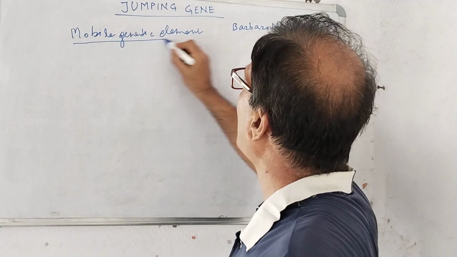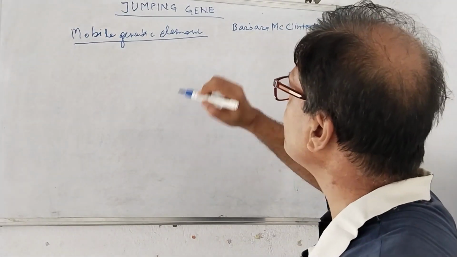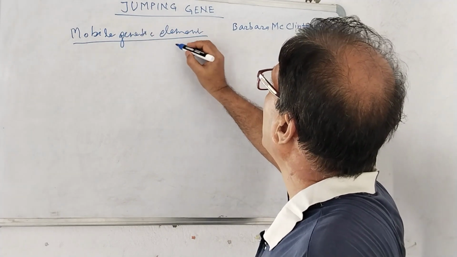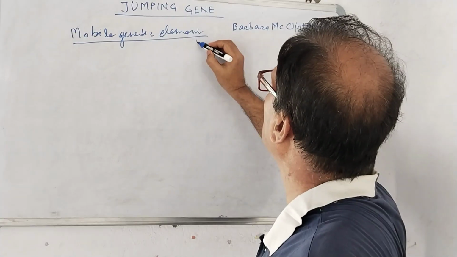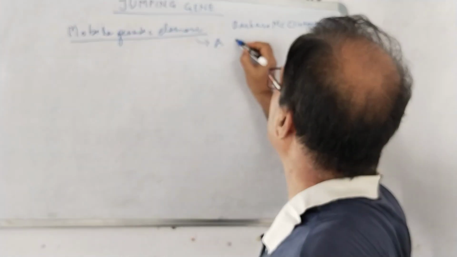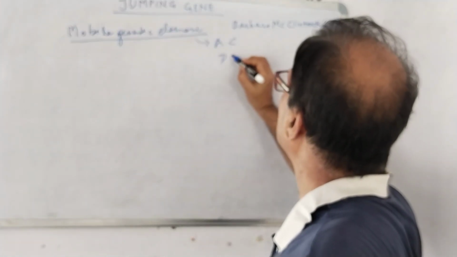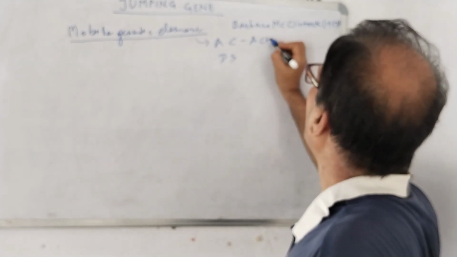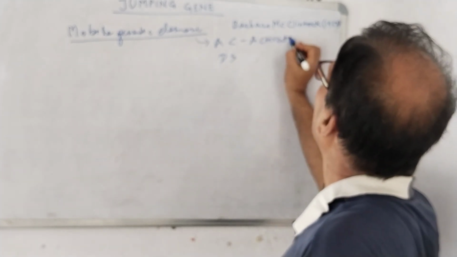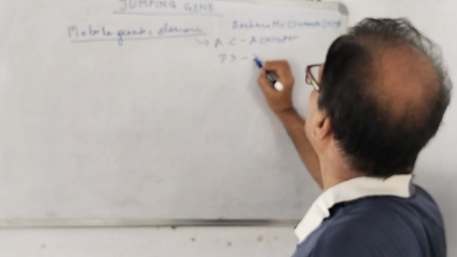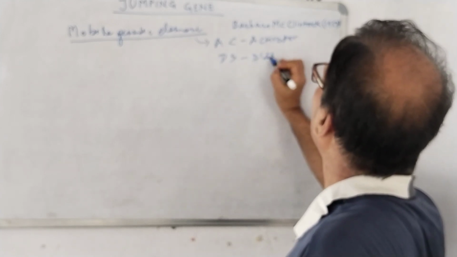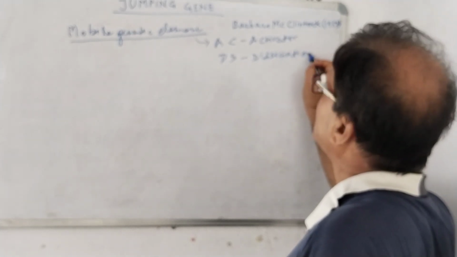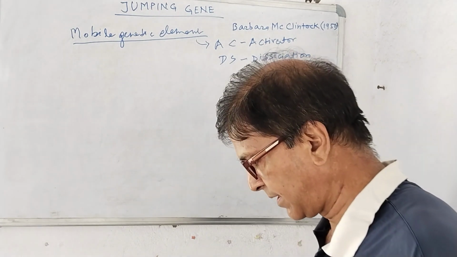She found there are two kinds of mobile genetic element, AC and DS. AC stands for activator, and DS stands for dissociation.